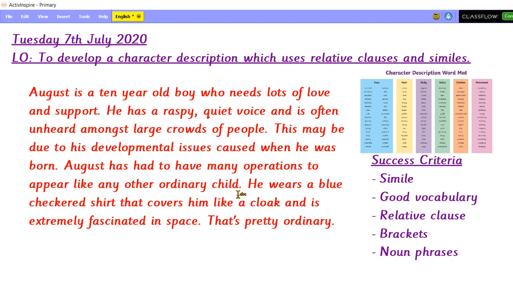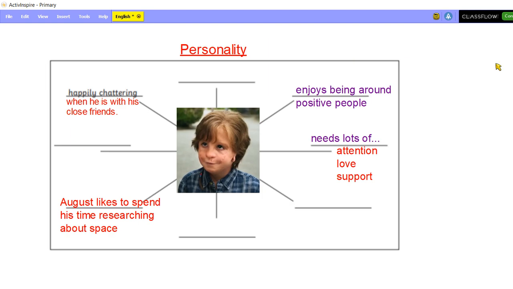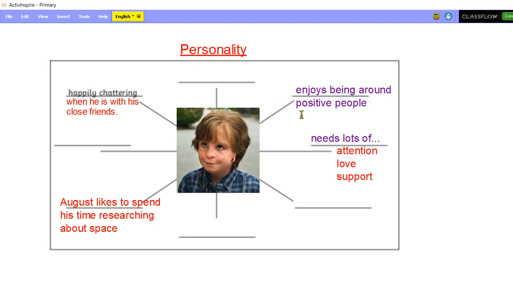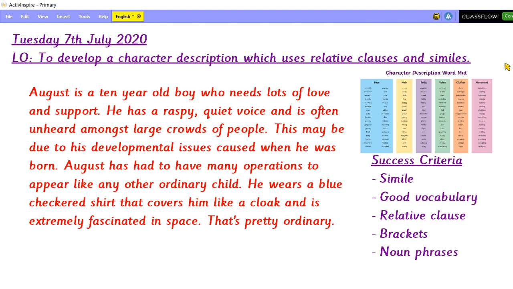So let's have a quick read of this together. August is a 10-year-old boy who needs lots of love and support. Now, if we whiz back to here we go. Oh no, sorry, it was there. August needs lots of love and support was on my plan. So again, I've just pulled it and kept it simple.